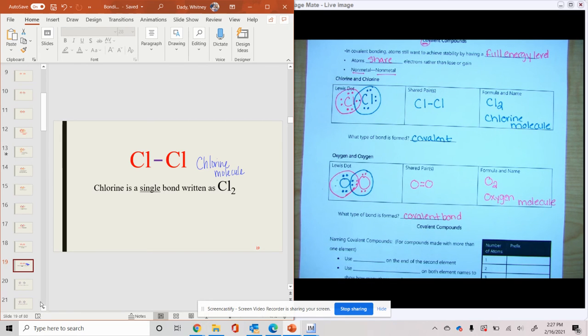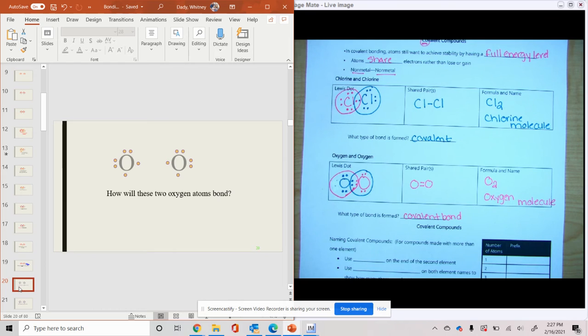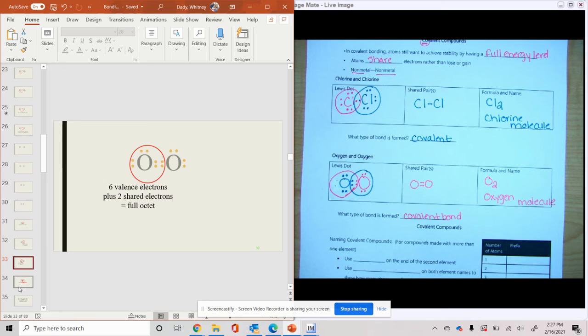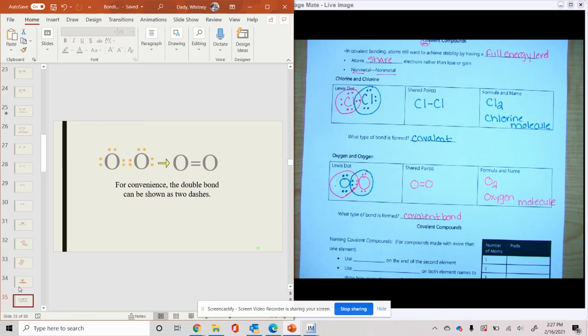All right, let's come back over here. So same concept. Each atom has 2 unpaired. They're going to move together like that. So they have 6 valence electrons plus the 2 that they're sharing. It's going to be a double bond.